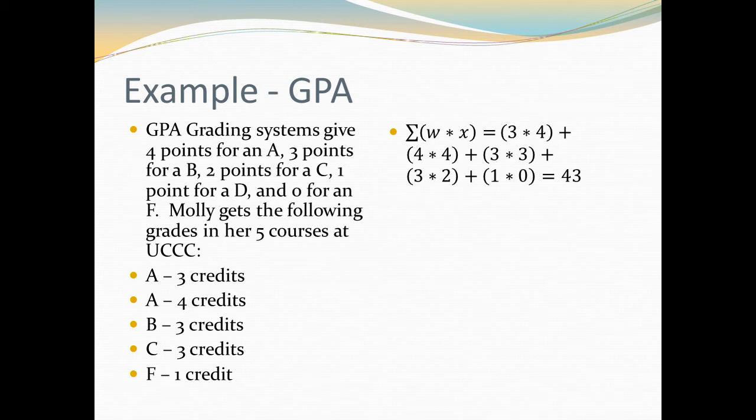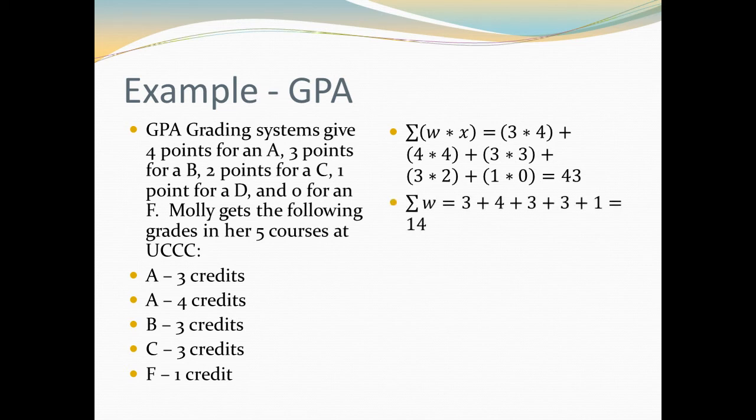She got a C in another 3 credit class. That's 3 credits times 2 points for the C. She got an F in the 1 credit class, so it's 1 credit times the number of points, which in this case is 0. Then after doing all those calculations, I'm going to add them up. That's the summation function. When I do that, I get 43.